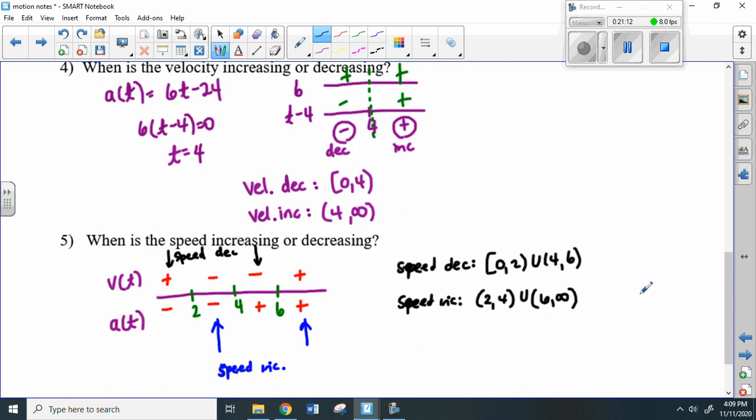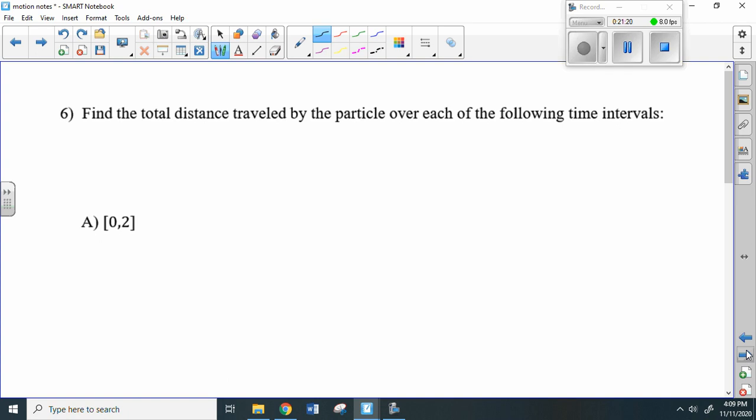Okay? All right, and the last thing I want to look at is how do you determine total distance traveled? Well, it comes from position, but you do have to take into account if the particle changes direction. So you're going to have to find intervals of when it's moving right or left, and you're going to have to break those intervals if there's a change in direction. But you're going to use the formula distance equals the absolute value of the position at the end minus the position at the beginning, because total distance traveled is a positive value.